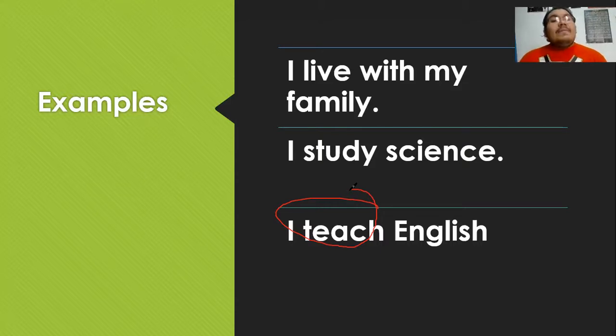O puedes decir, I practice taekwondo. I practice karate. I practice softball, etc. Think about the verbs that you can use to talk about information about you. Piensen en todos los verbos en español que pueden utilizar para hablar acerca de ustedes. And apply the same principle to the English idea. Y apliquen el mismo principio para las ideas en inglés.